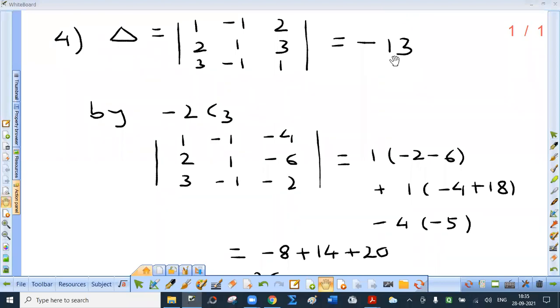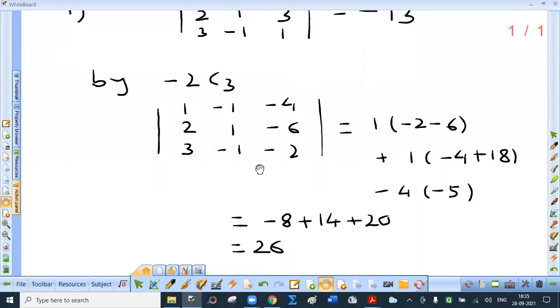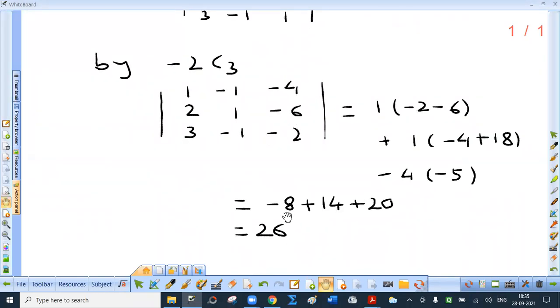Value of this determinant is minus 13. Now, multiply all elements, but in third column only by minus 2. First column as it is, second column as it is. When you multiply each element of third column by minus 2, it becomes minus 4, minus 6, minus 2. As per the property, expected value is minus 13 into minus 2. That is plus 26. Let us expand this. Yes, value of the determinant is 26.